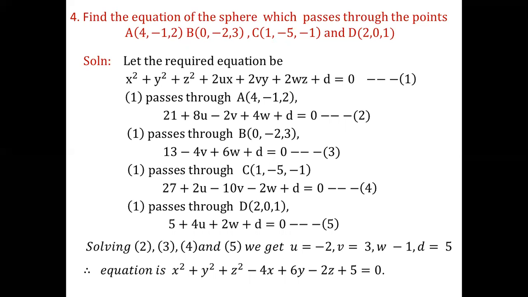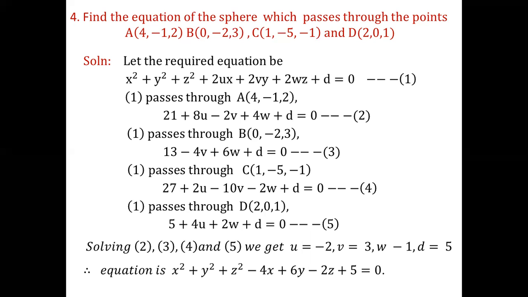Now the sphere passes through the point A, (4, -1, 2). So substitute x, y, z of equation 1 as 4, -1, 2, and after simplification, you are going to get 21 + 8u - 2v + 4w + d = 0. Call it equation 2.